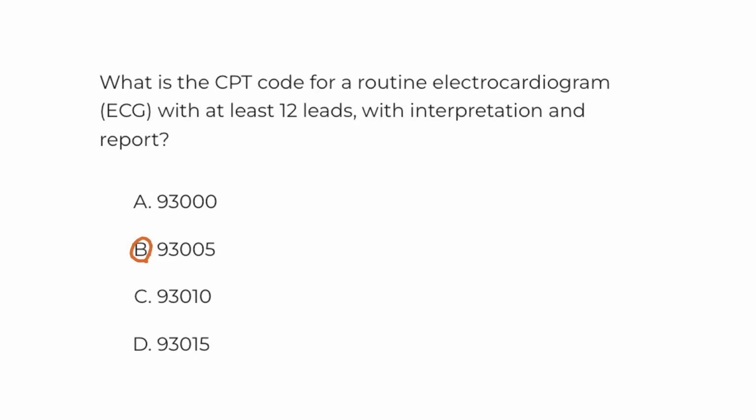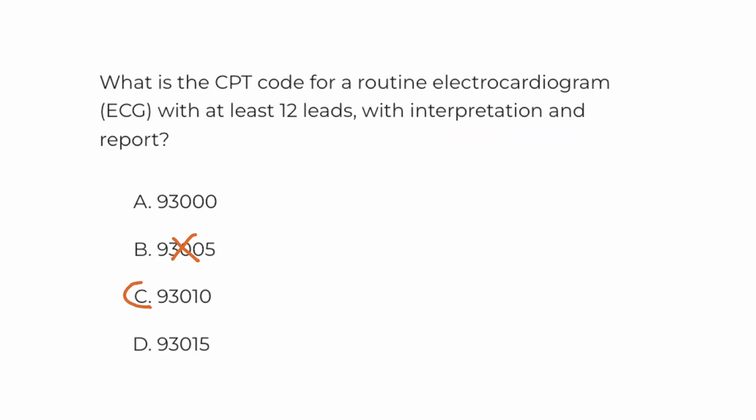B has the code 93005, which is not the correct code. And that's because this is the code for an ECG tracing only, without interpretation and reporting, which of course is required in our question. So B is not the correct code.